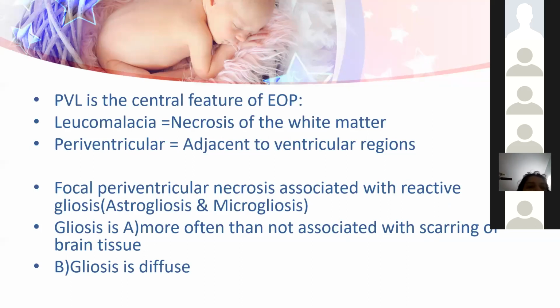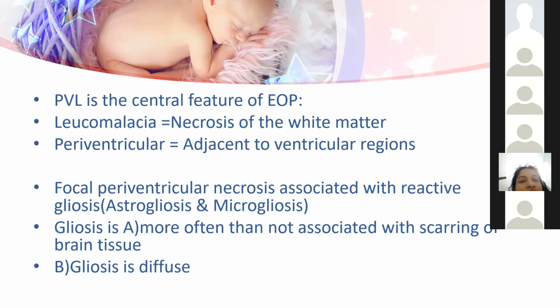What is PVL? PVL is a central feature of encephalopathy of prematurity because white matter lesion is the most common lesion in the preterm brain injury. What does it literally translate to? Leukomalacia. Malacia, we know, is softening, and leuco is white matter. In this context, there is softening of the white matter mainly due to necrosis of the white matter. And where is this necrosis happening? It is happening in the periventricular region, that is, the white matter adjacent to the ventricles.